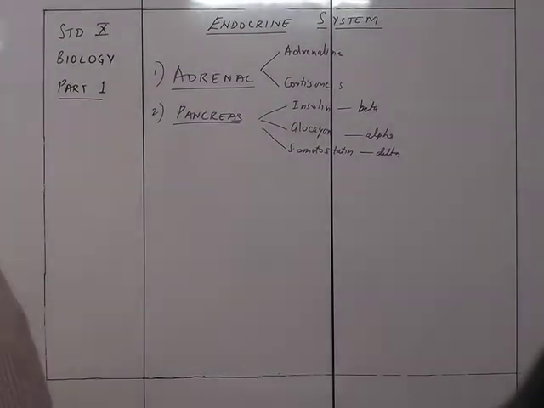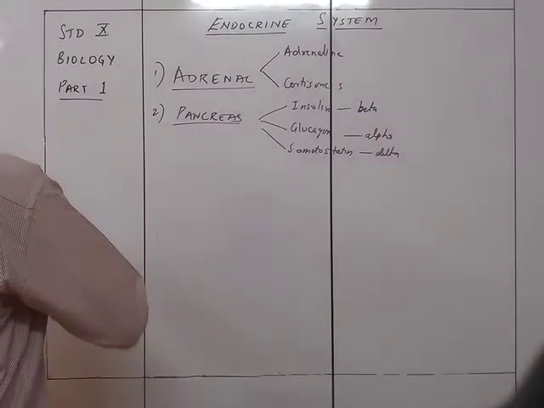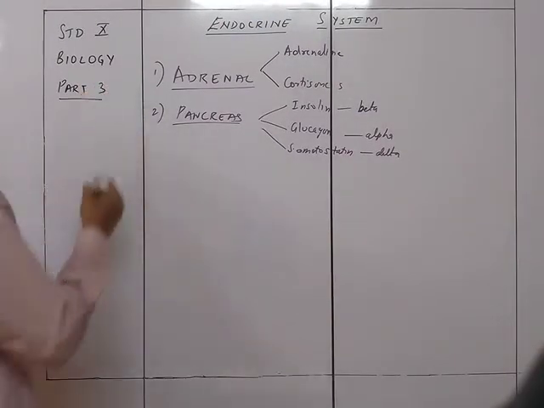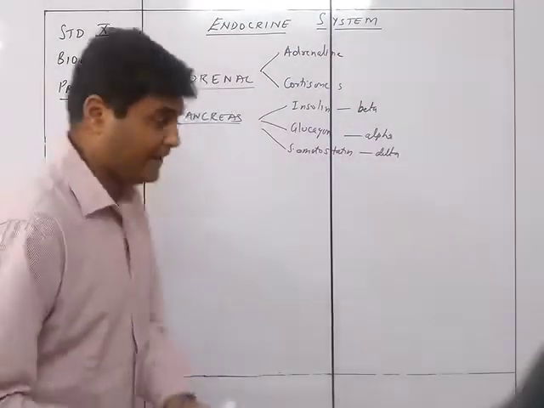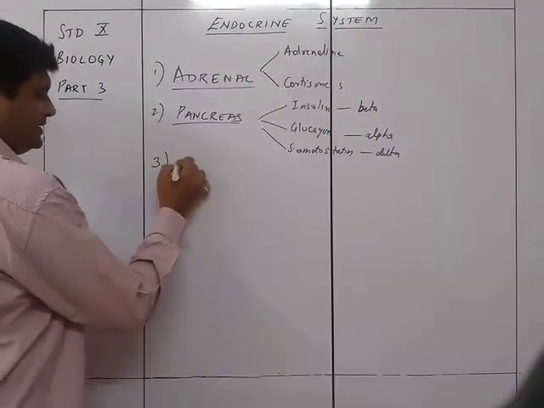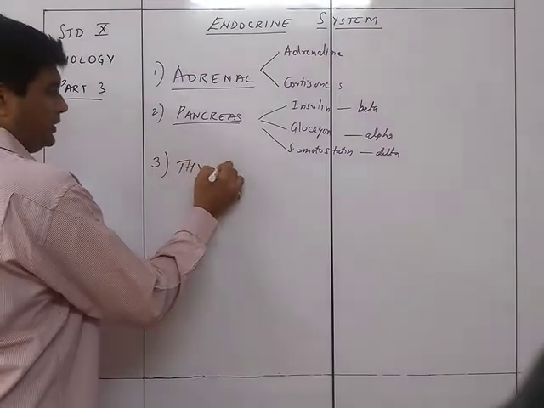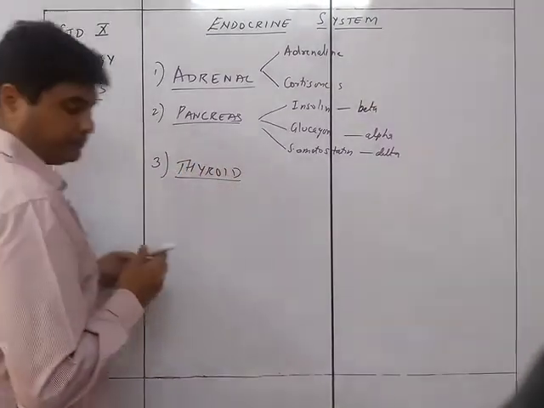So we now move to the third part of the system, and that one is the thyroid. So third one is thyroid gland.